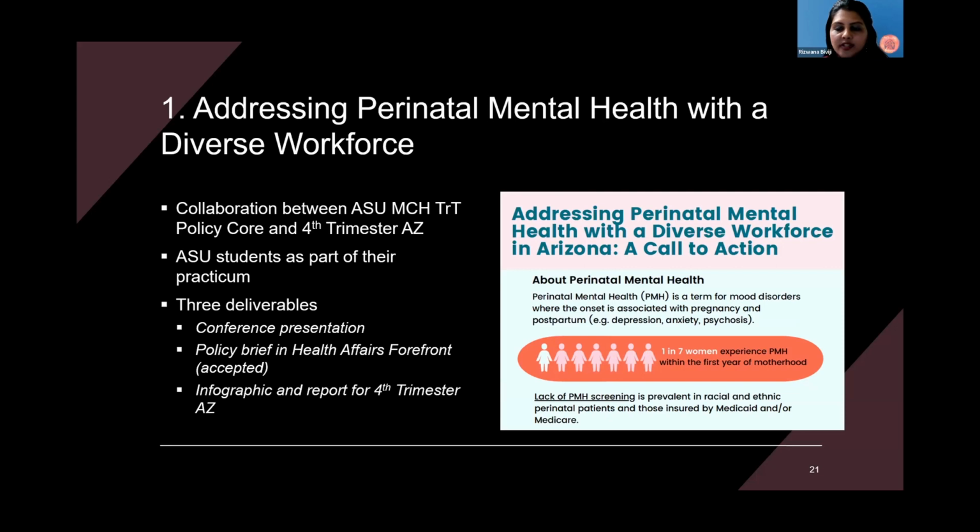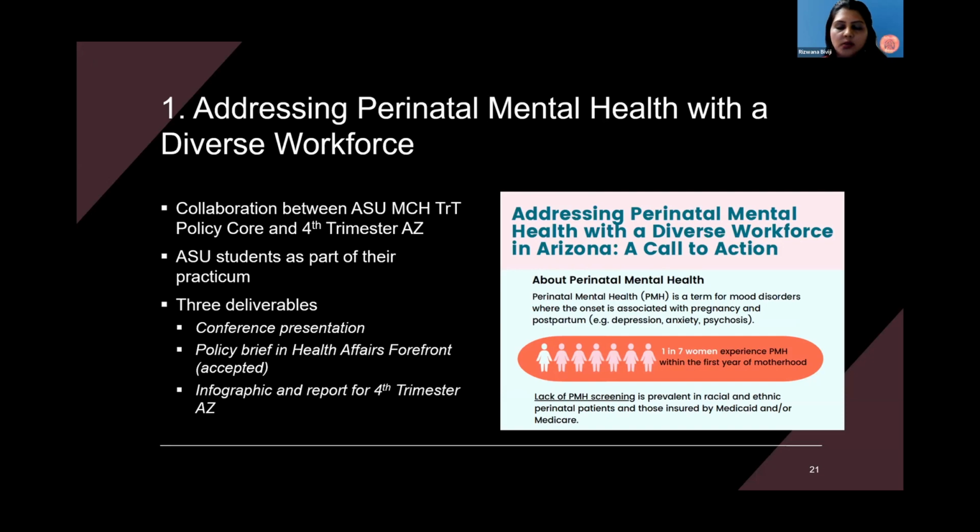The first is the conference presentation, which I talked about a few slides ago. Second, a policy brief, which nicely summarizes the policy efforts at the federal and the state level. This has been accepted by Health Affairs Forefront, and it's going to be published soon, so be on the lookout for that. And the third is an infographic and a report that we prepared for Fourth Trimester Arizona. This focuses more on the state level data, and it will be used by Fourth Trimester Arizona to advance their policy efforts by sharing it with other key stakeholders as well as with legislators.